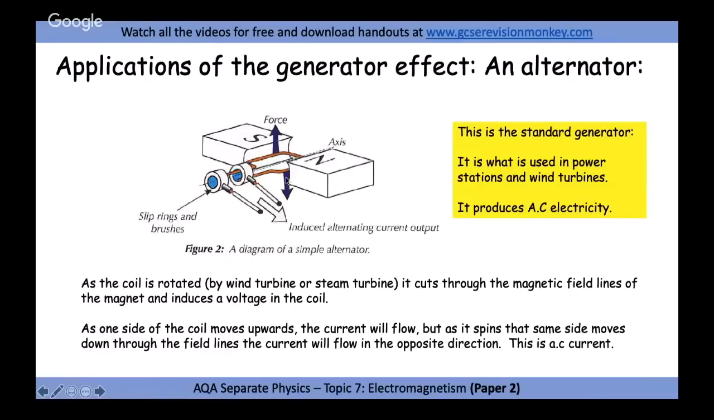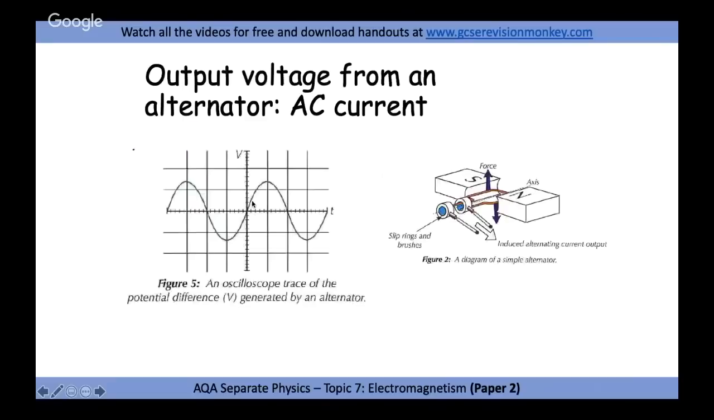As one side of the coil moves upwards, the current will flow, and as it spins down, that same side moves down through the field lines, the current will flow in the opposite direction. So as it spins round, it's going to make the current go forwards and backwards. This is going to give us the output of AC current, where my voltage alternates in the plus and the minus direction, forwards and backwards each second.